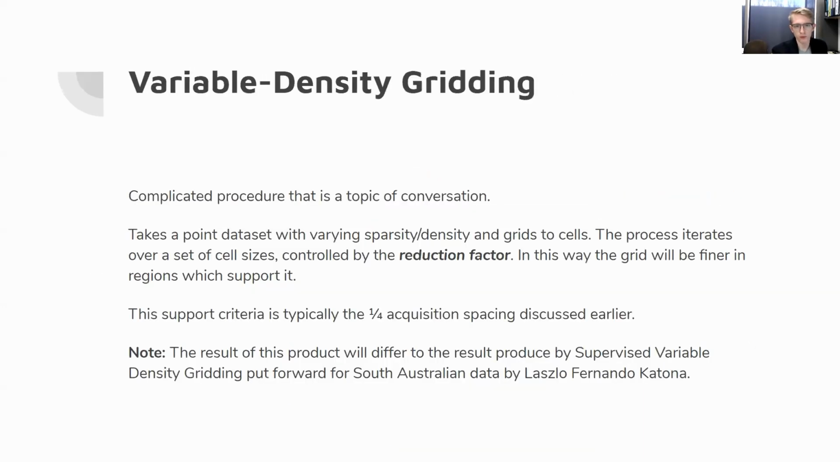So the variable density gridding, if I should clarify, is looking at gravity point data mostly that differs in density. So we have surveys that are recorded at 2 kilometers and surveys that are recorded at 10 kilometer points. And it's a way of stepping through those and getting a nice cohesive grid that does have variable cell size. And it does so by using a reduction factor.